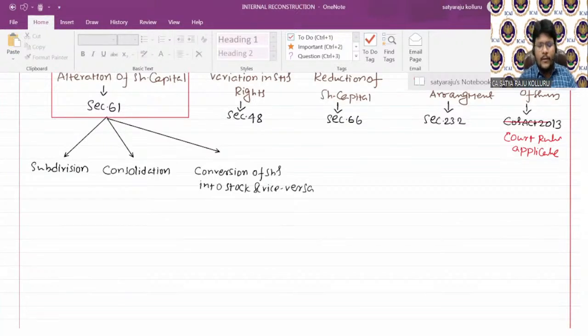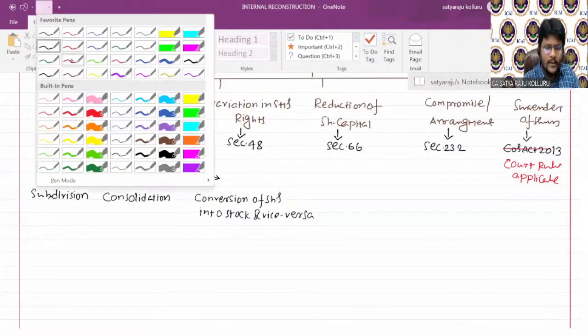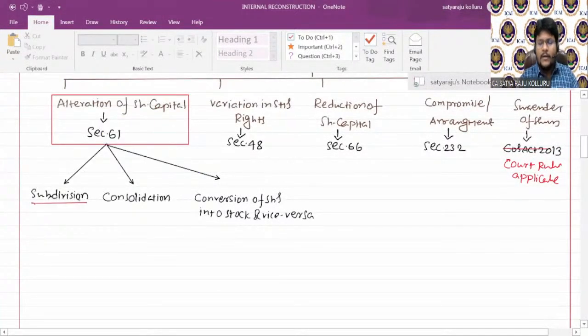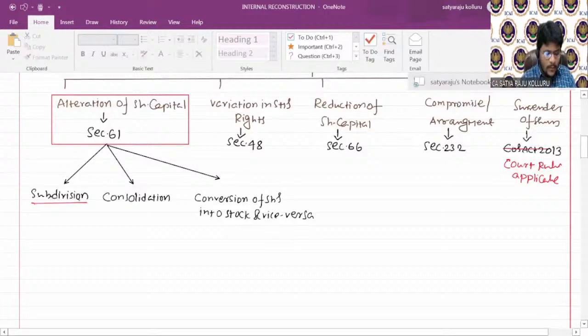Now coming here, sir, what is the meaning of subdivision, sir? Can you please explain the meaning of subdivision of shares? Sir, for the first 30 minutes, it looks like a theory class. Please, all of you, bear with me. Once you understand the crux of the provisions, I mean, the crux of the Companies Act 2013, then it is very easy to understand the things, guys. So please, all of you, bear with me for some time.